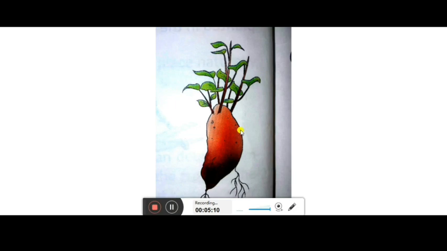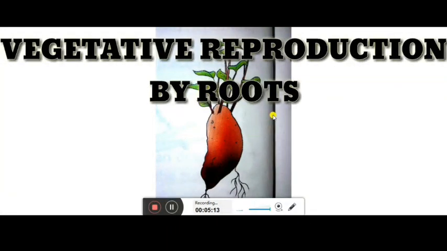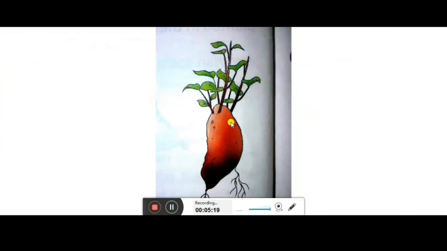And the last one is vegetative reproduction by the roots. Here you can see the best example, that is the sweet potato. Sweet potato is an underground root. It has adventitious buds. When these buds are buried into the moist soil, because they have small roots, and this portion is cut, the buds are buried into the moist soil and they grow and develop into a new plant. So this is all about the vegetative reproduction.